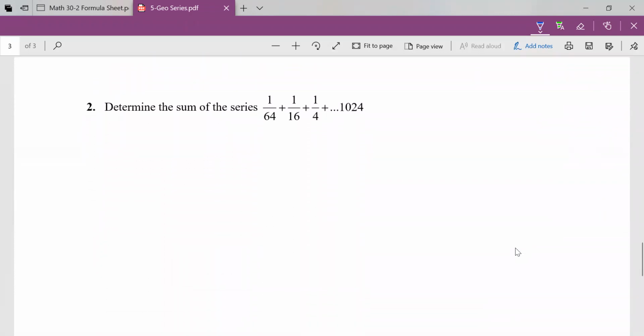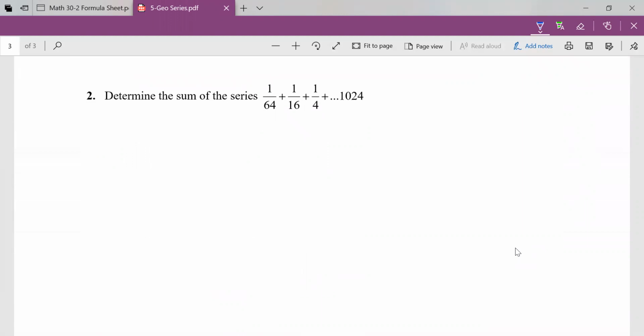Okay, let's take a look at another one. Determine the sum of the series. Bang. Okay, so fractions, as soon as I give fractions, that makes things a little bit more difficult, but not too bad. So I say to myself, it's geometric. Which formula am I going to use? Well, here I know the value of the last term. Okay, so what I'm going to do is I'm going to use this formula.